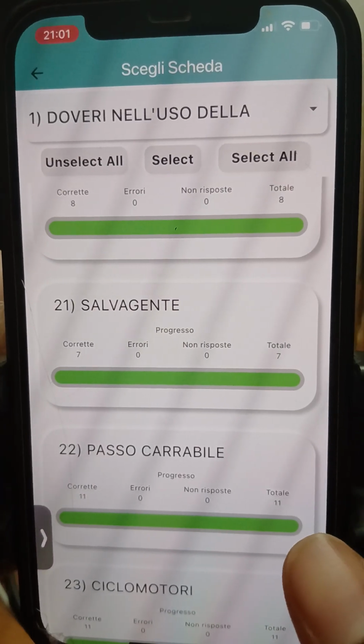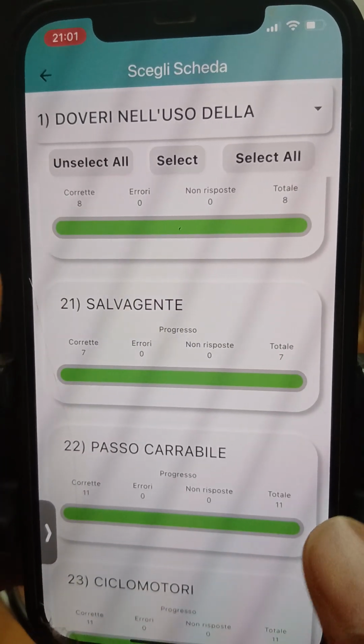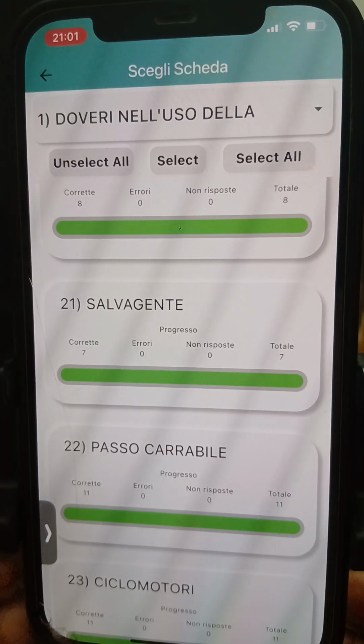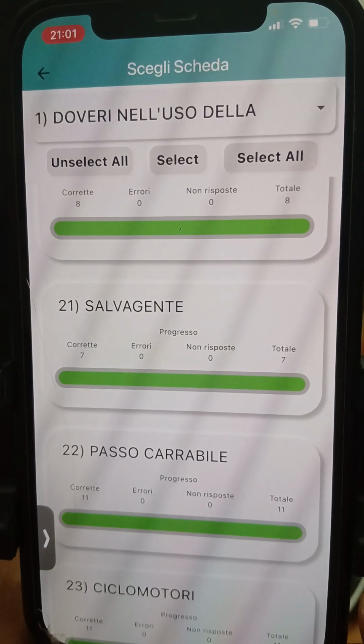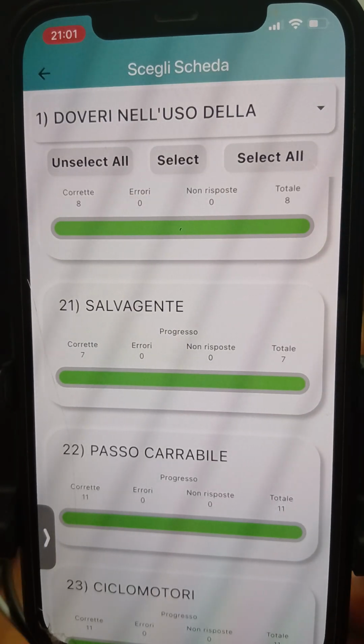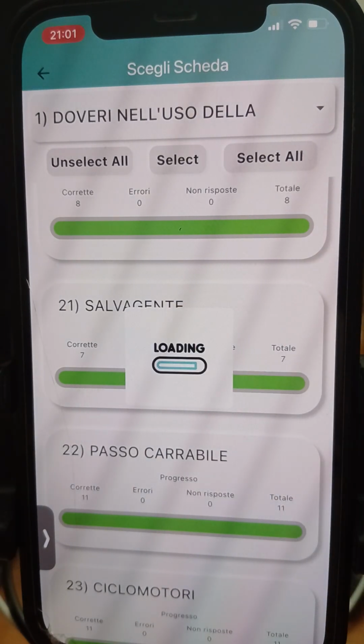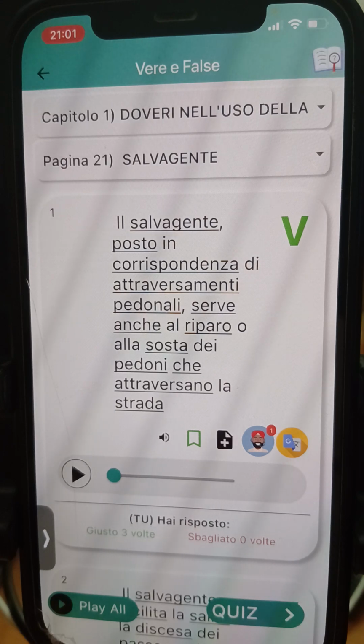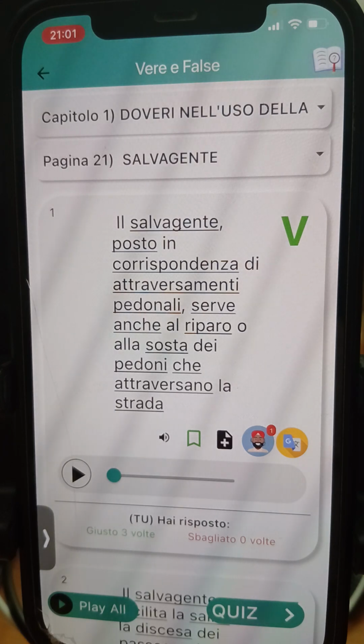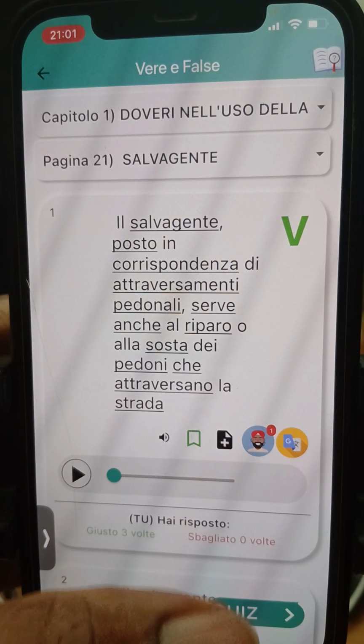Salvagente is used as a shelter to enter or come down from maybe a tram. Let me use tram as an example. Where will you stand to take the tram or to come down from the tram? It's like a shelter for pedestrians that want to enter or come down from the tram. All right, let's go.